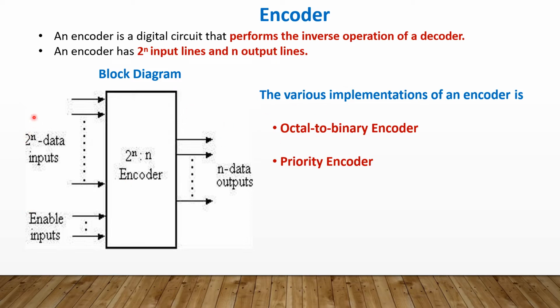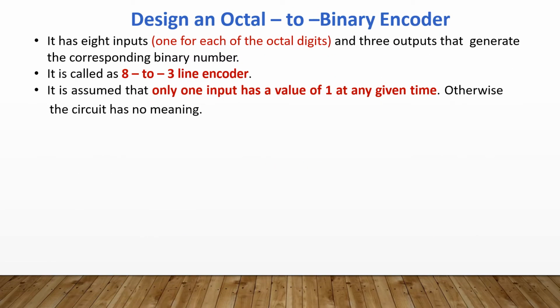The various implementations of the encoder are, first, the octal to binary encoder, and second, the priority encoder. This encoder has 2 power n data inputs and n data outputs. Let us discuss the octal to binary encoder first. How do we design it?